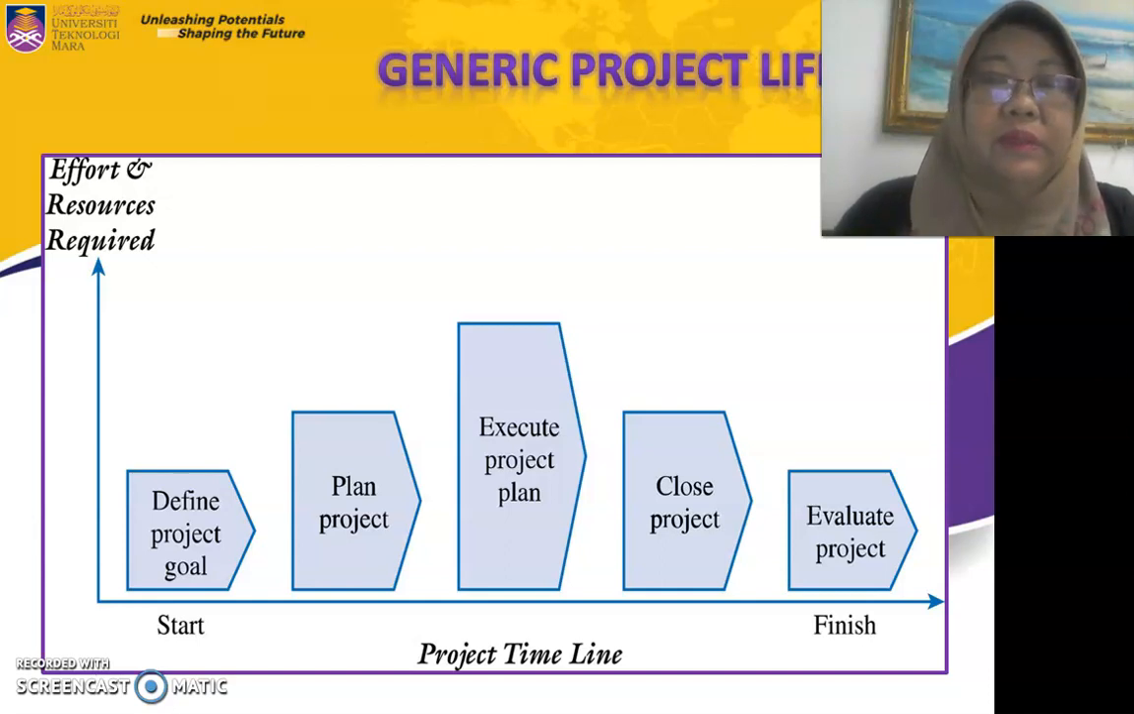In a project life cycle, we have 5 phases, which start with define project goal, followed by plan project. The third phase is execute project plan. The fourth phase is close project, and the last phase is evaluate project. So these 5 phases are the progress that we will manage from start to finish of the project.